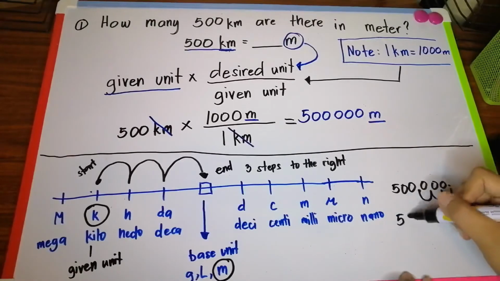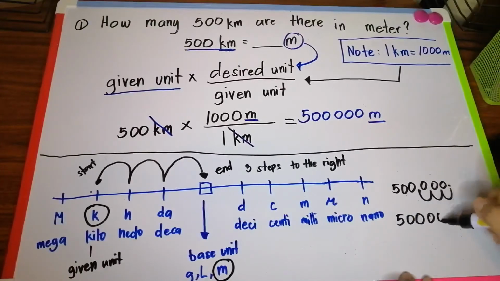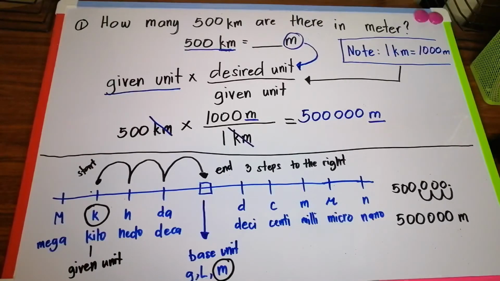To finalize our answer, let's put it here with its unit. By doing this way, we can still arrive at the same answer with the computations we have done on our first way.